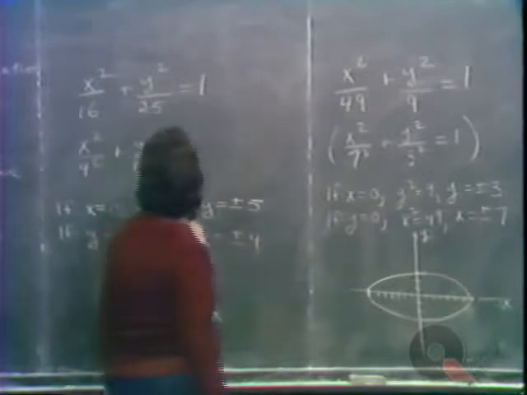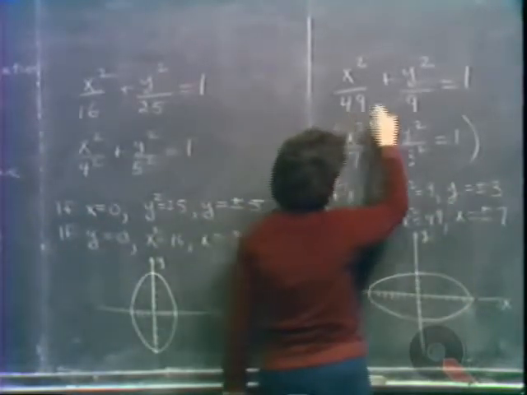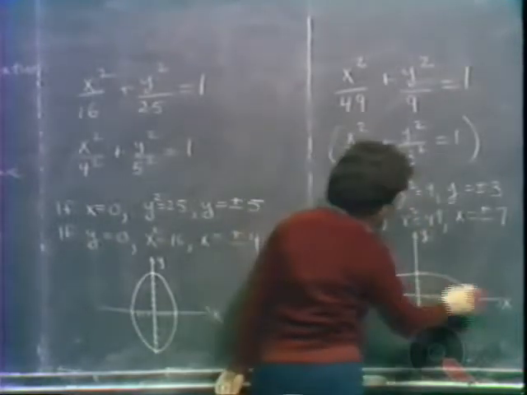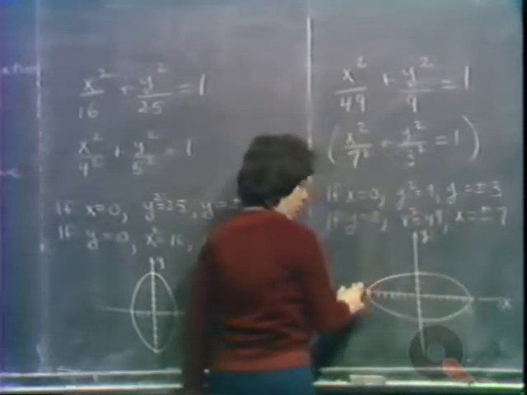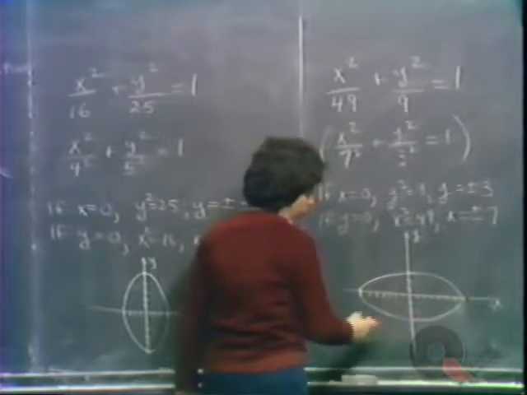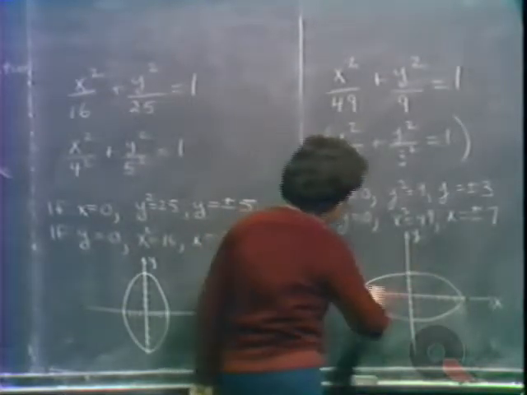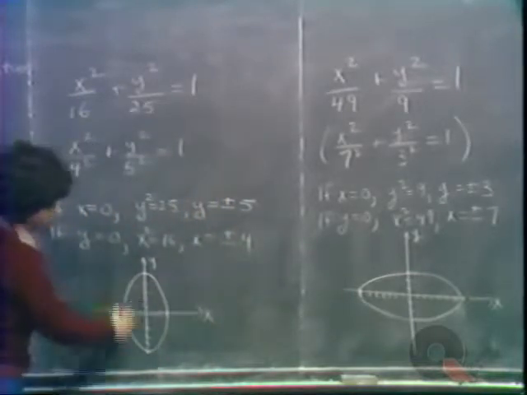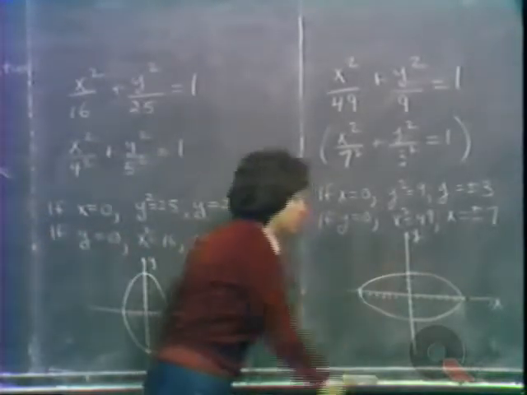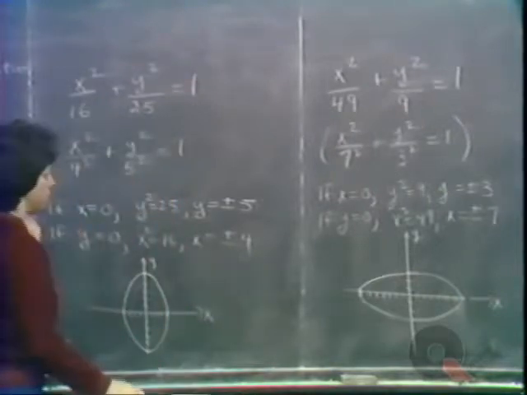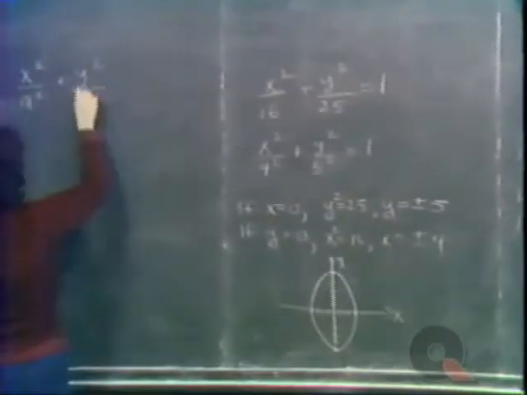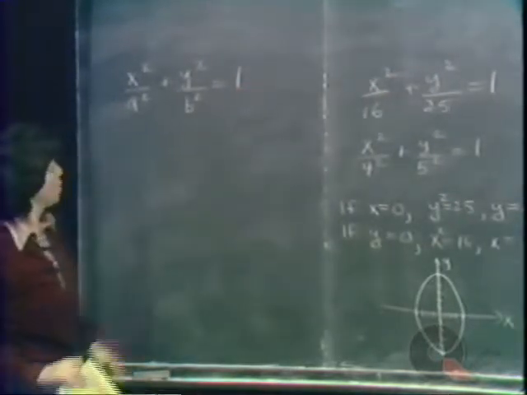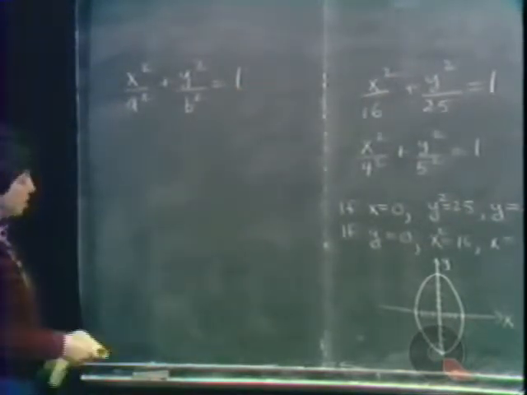When, however, the number under x squared is bigger than the number under y squared, that means the distance between the x-intercepts is greater than the distance between the y-intercepts. We're going to get a flat, wide ellipse. This ellipse is running up and down, and this one left and right. It's determined by the x and y-intercepts. Now, this is our equation of an ellipse in standard position.